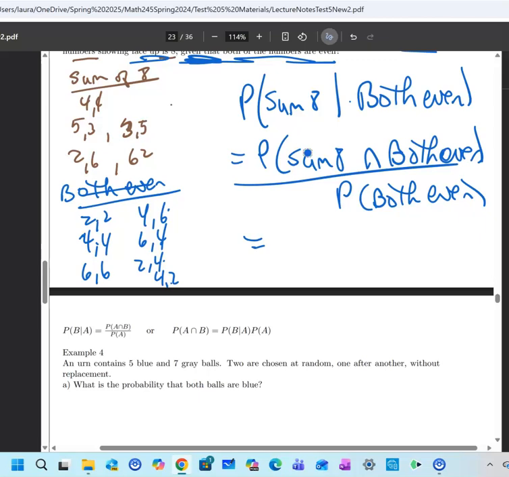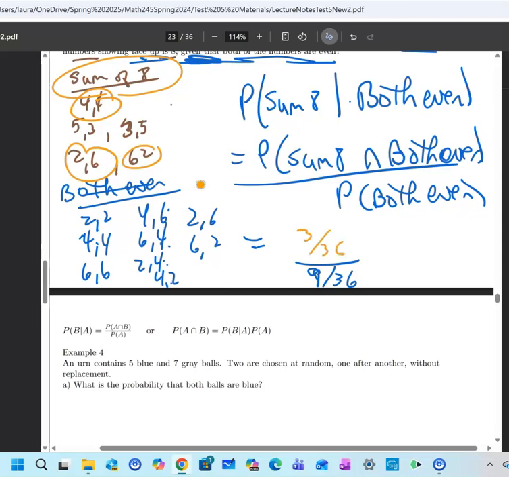I wrote down I had 9, but I count 1, 2, 3, 4, 5, 6, 7. Hold on. Is there another even case? Yes, I'm missing the 2 and 6 and the 6 and 2. So there are a total of 9 cases out of the 36 that are both even. And how many of the cases with a sum of 8 are both even? 1, 2, 3. So I have 3 out of 36 in the numerator, multiplying by the reciprocal, I get 1/3.